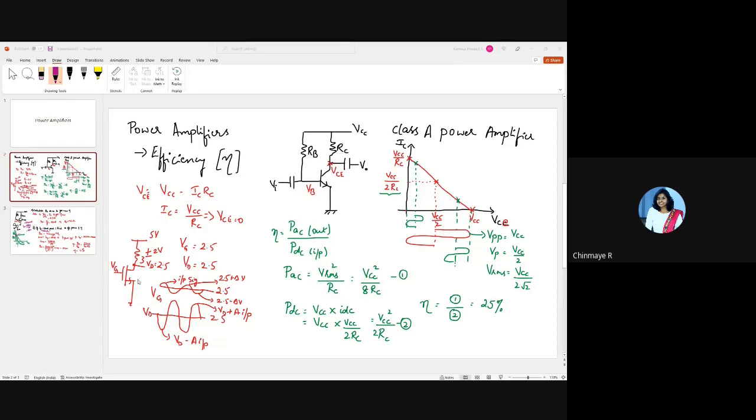Of course, in order to get the swing, we have to keep this in saturation. But even if you need a 20 volt swing and subtract some 1 volt, which is 19 volts, it's almost equal to 20 volts. So the amount of voltage required to keep this in saturation is much less when compared to the swing, because here we are dealing with large signals. Is it clear? Yes, ma'am.